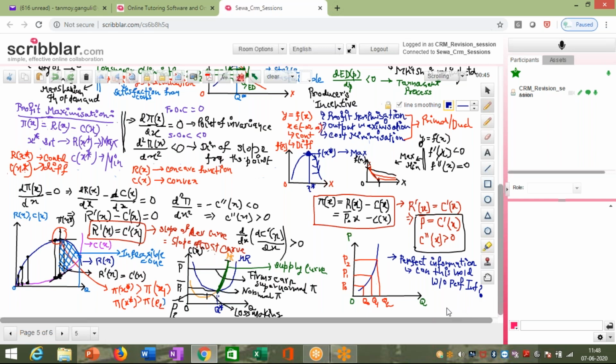Can this hold without perfect information? So can this relationship that we have, this positively sloped relationship between price and quantity, hold? Can this hold if the market where we are operating is not a perfectly competitive market?